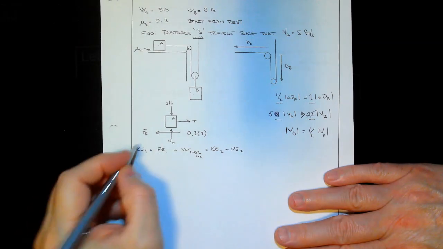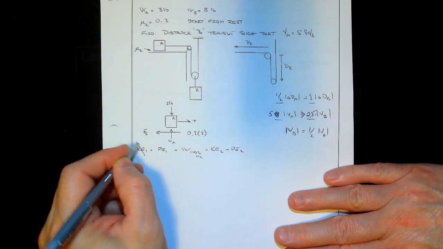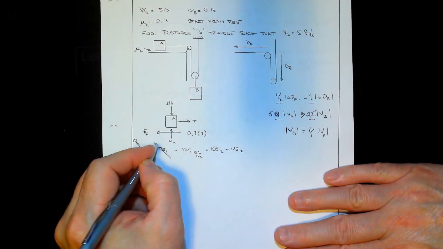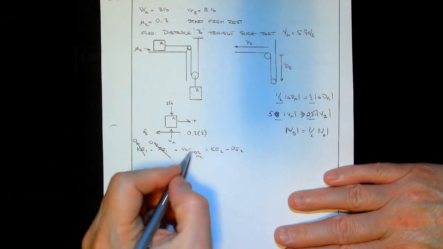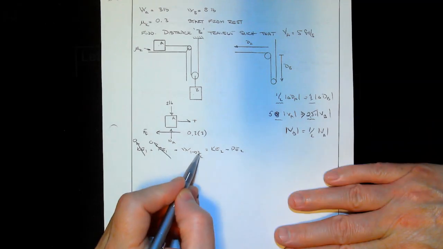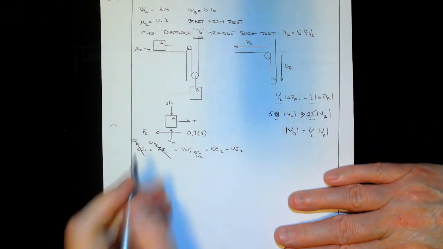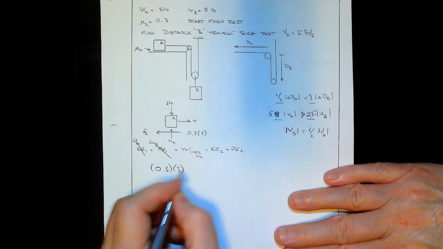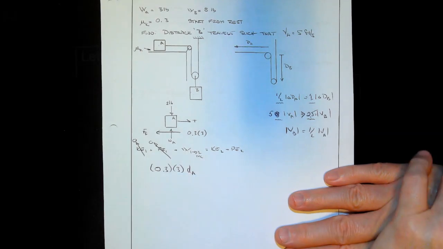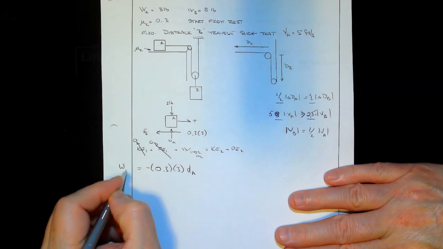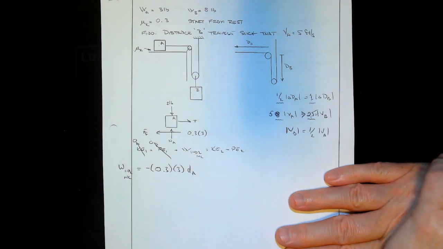So let's start in. We're starting from rest. KE1 equals 0. We'll say the initial positions are our zeros. PE1 is 0. So next thing is W1 to 2 NC, our non-conservative work. That's going to be 0.3 times 3 times the distance that A moves, negative. That'll be the W1 to 2 non-conservative.